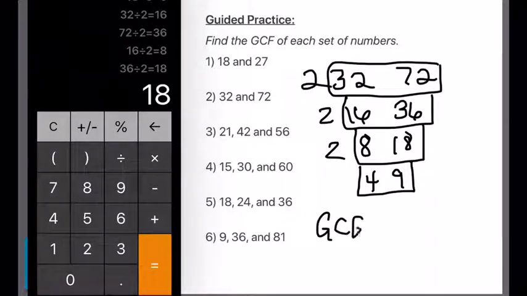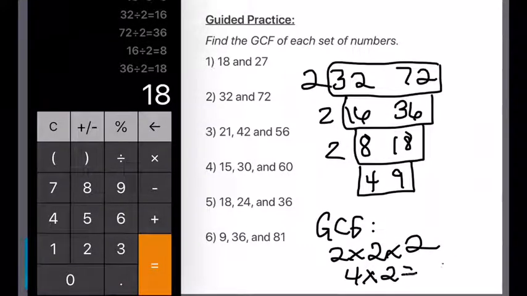So to find our GCF of 32 and 72, we are going to multiply 2 times 2 times 2. 2 times 2 is 4. 4 times 2 is 8. So our GCF of 32 and 72 is 8.